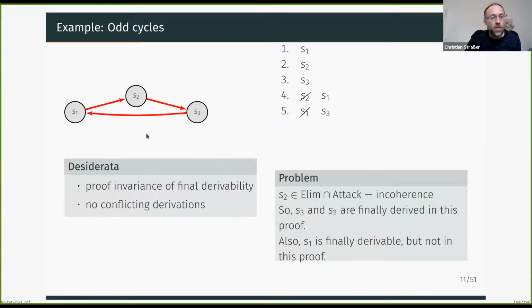Okay, so these 2 desiderata we can derive from this. We want proof invariance of final derivability: it shouldn't depend on how I build up the proof what is finally derivable. And second, we wouldn't want to have conflicting derivations.